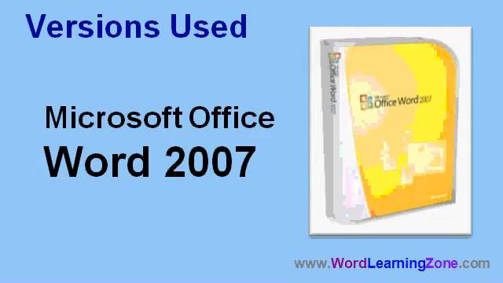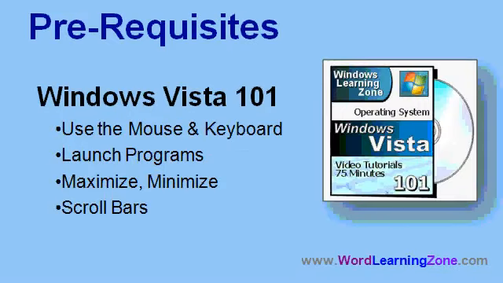This lesson uses Microsoft Office Word 2007, also just called Word 2007. If you are using Word 2003 or earlier, you should visit my website and look for my Word 101 tutorial that covers these older versions. Before taking this course, it's strongly recommended that you take my Windows Vista 101 course.